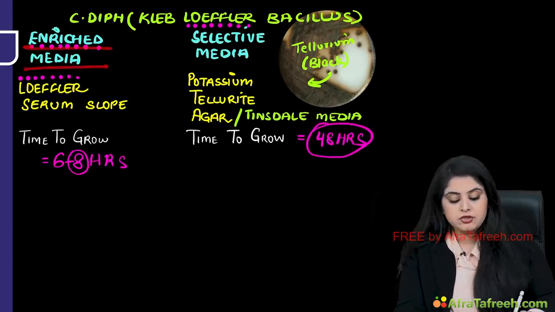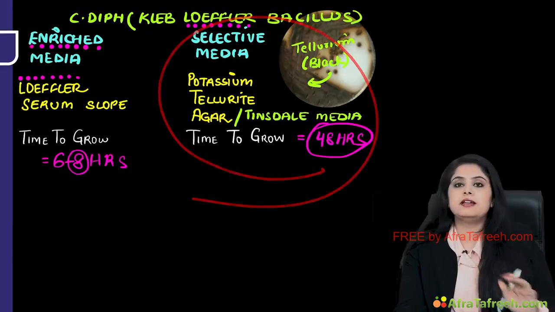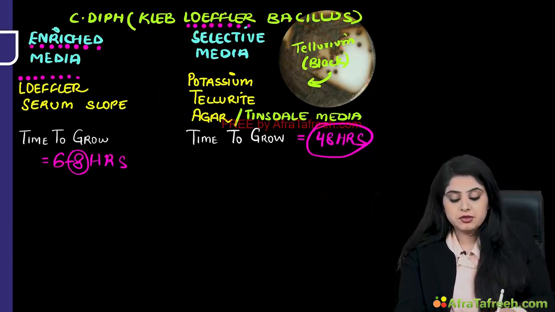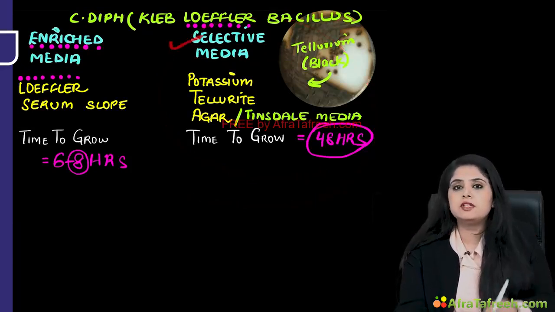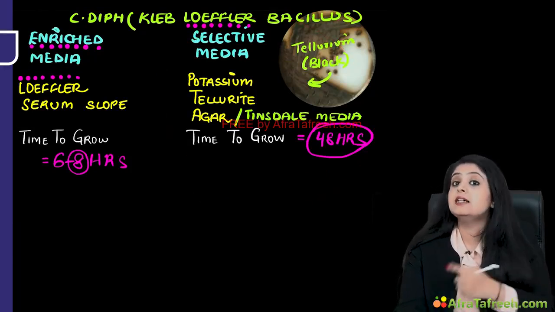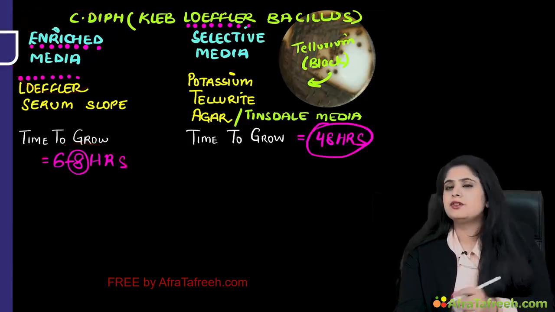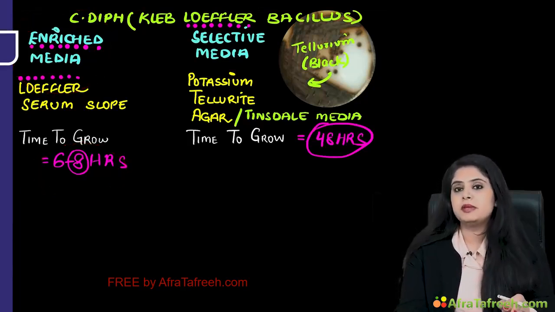So now tell me something. Look, out of an enriched and a selective media, which is always the best, of course, no doubt, selective is the best. So if they ask me which is the best media for Corynebacterium diphtheriae growth, I mark selective. But if they ask me which is the one which will help me in early diagnosis, I can see that enriched is helping me in early diagnosis. That is all that you have to read carefully in the paper.